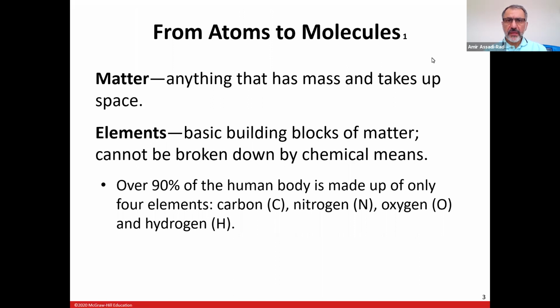So matter, this is the definition of matter: anything that has mass and takes up space is matter. So your body is matter. And elements are the basic building blocks of matter, which cannot be broken down by chemical means. Over 90% of our body is made up of only 4 elements, which are carbon, nitrogen, oxygen, and hydrogen.